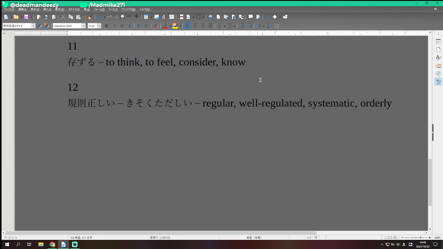Number 11 is zonzuru. We've already learned zonjiru, which is to think, to know someone. And this is very similar with zonzuru, an intransitive verb for knowing, thinking, considering, or feeling. From the kanji zon, suppose, to be aware of, to believe, or to feel. Zonzuru, to think, feel, or consider, to know.